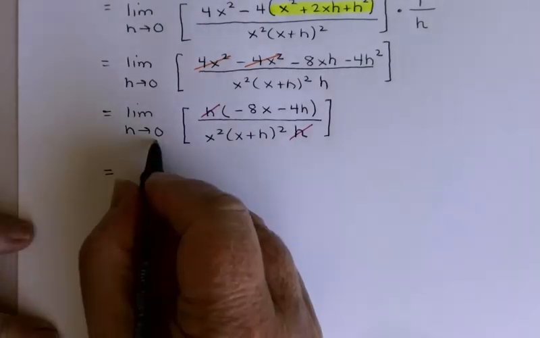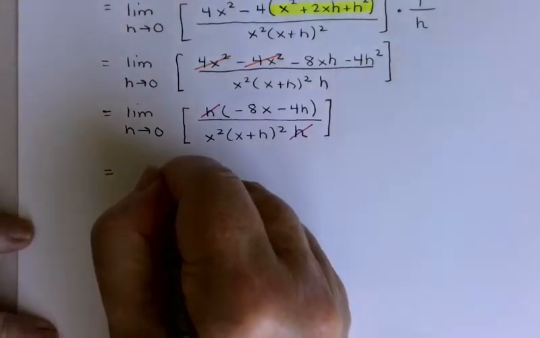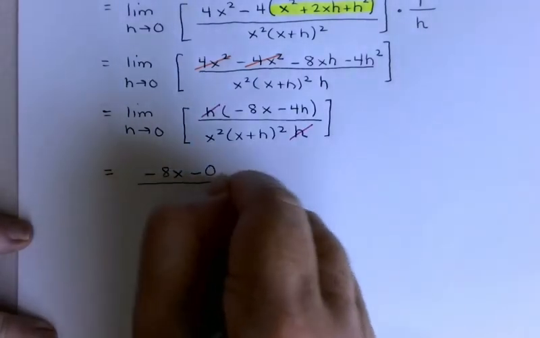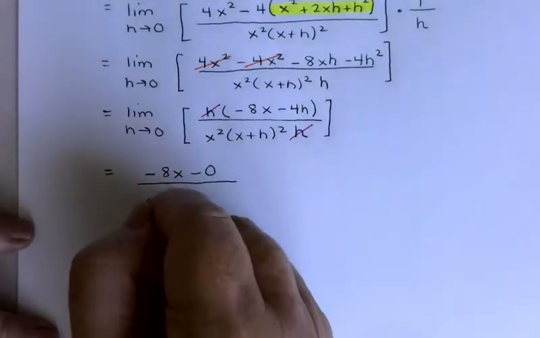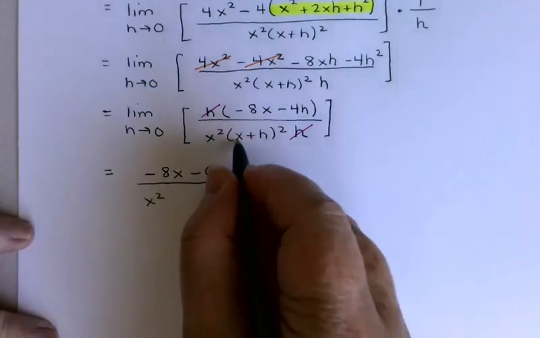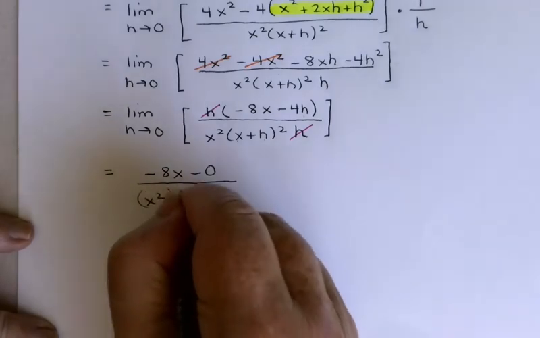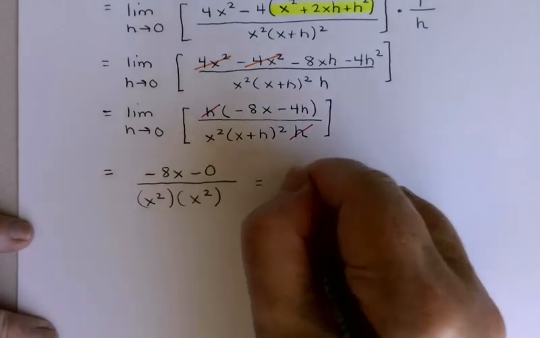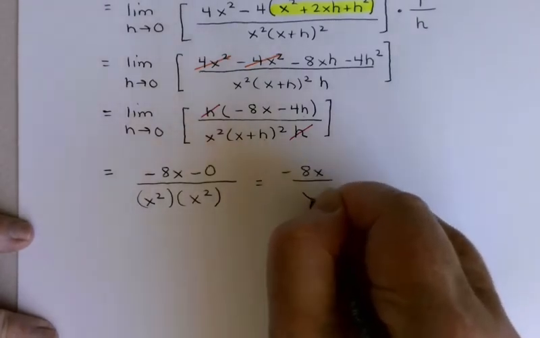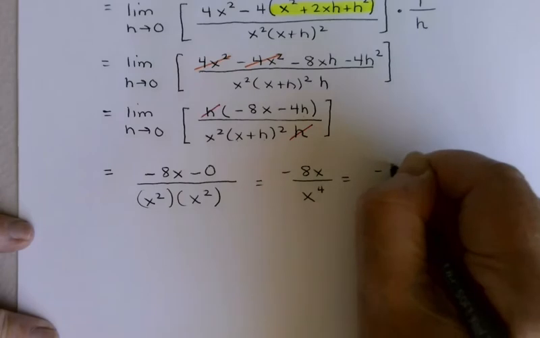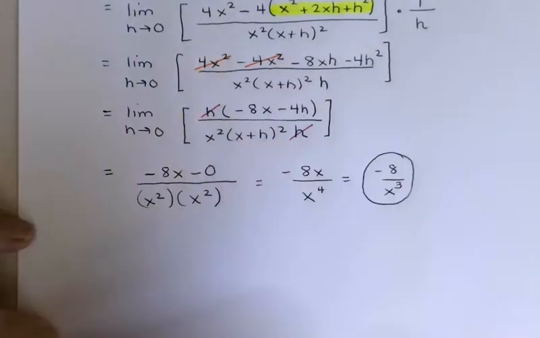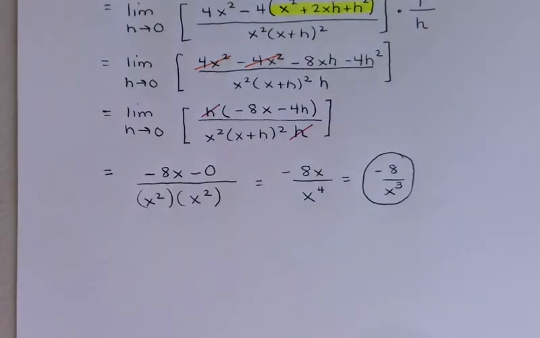So let's plug the h equals 0 in. Numerator would give me -8x minus 0. And the denominator has the x squared, and then x plus 0 squared is just another x squared. So I actually have -8x over x to the 4th, or -8 over x cubed. And that's the derivative of the function 4 over x squared.